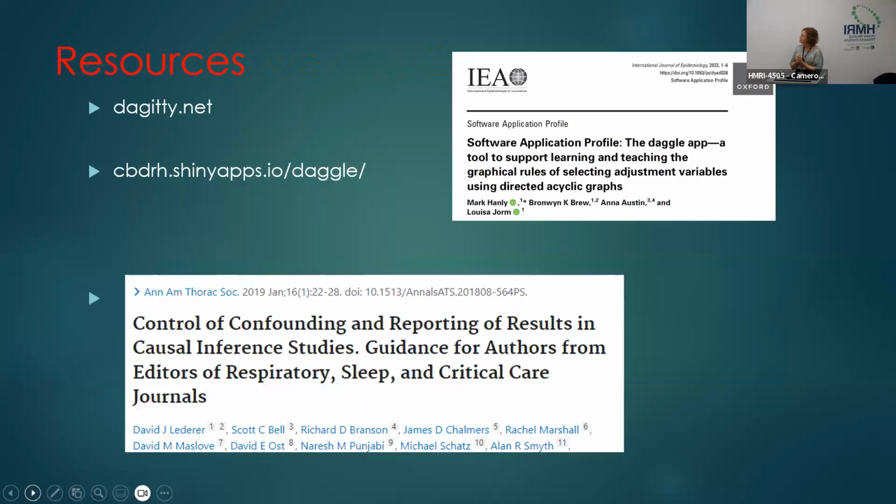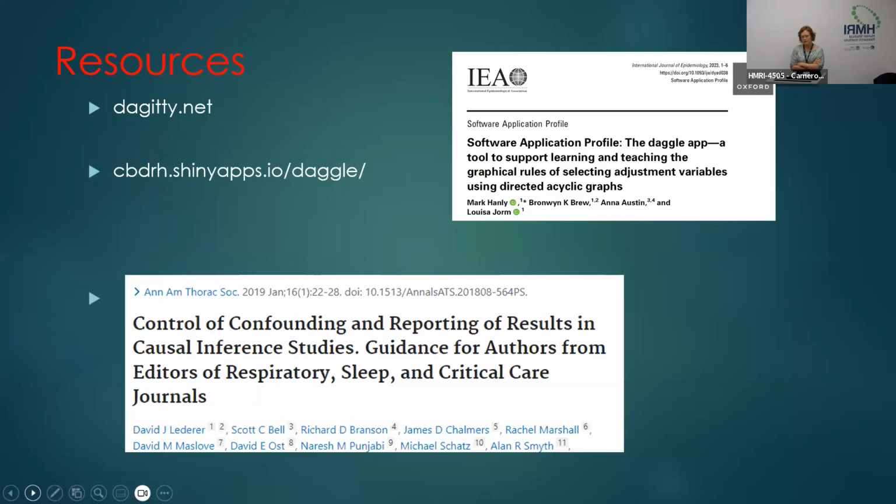These resources, I'll put them up again at the end, so don't feel like you have to write them down right now. The first one that's awesome is dagitty.net. If you've ever used it, have a look at it. If you haven't used it, have a look at it. It's really, really helpful, and you don't even need to know what a DAG is to use it.